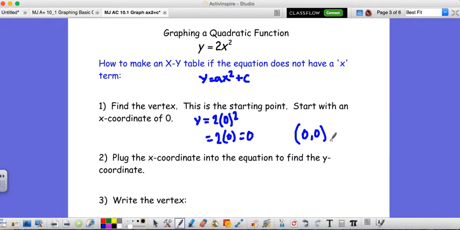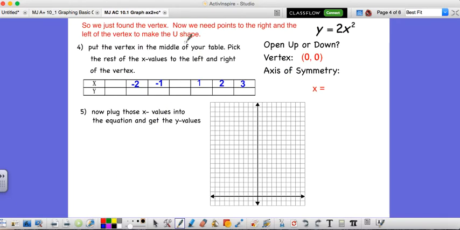Basically, we found our vertex is 0, 0. So we just found the vertex, but now to make our graph, we're going to make a table. So we need to plug in some points around the vertex. So we have 0, 0. And what's nice is, since our axis of symmetry is the x-coordinate of our vertex, our y values to the right or to the left of our vertex are going to be the same. So let's see how this works.